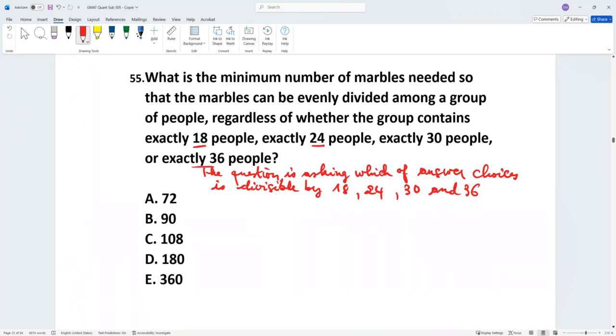So now, if we try to see here, actually 72 is equal to 36 times 2, and it is also equal to 3 times 3 times 2 times 2 times 2, like this. But when you look at it, you can definitely see that 72 is not divisible by 30.